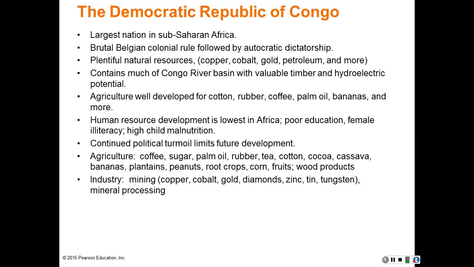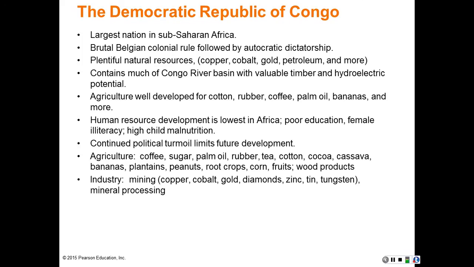The Democratic Republic of Congo is the largest nation in sub-Saharan Africa. Brutal Belgian colonial rule was followed by autocratic dictatorship. While there are plentiful natural resources, including copper, cobalt, gold, petroleum, and more, this has not been fully exploited. This country contains much of the Congo River Basin with valuable timber and hydroelectric potential that is yet to be realized. Agriculture is well developed for cotton, rubber, coffee, palm oil, bananas, and more.